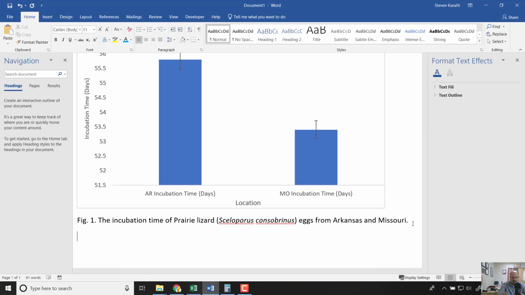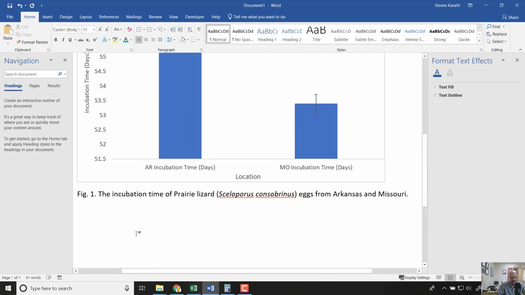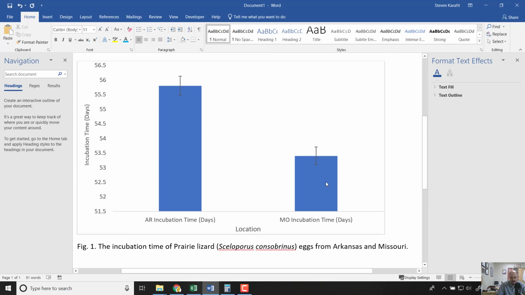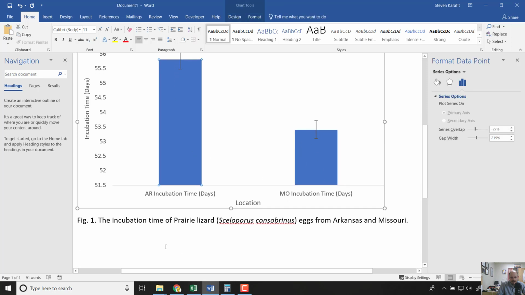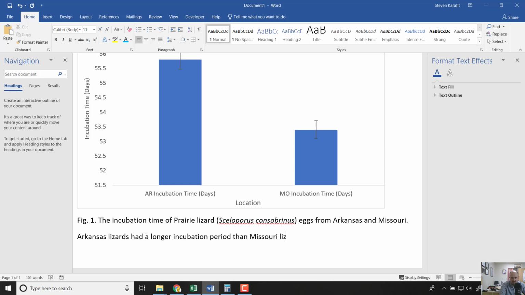Okay, the first sentence is a title. Notice we never put titles on the top of the graph. The second sentence of the caption is a title. And so we want to say a couple things here. First of all, how different is Arkansas from Missouri? So let's just start by saying Arkansas lizards had a longer incubation period than Missouri lizards.